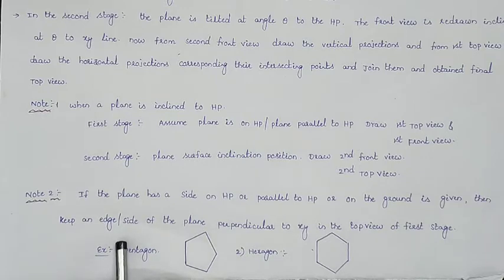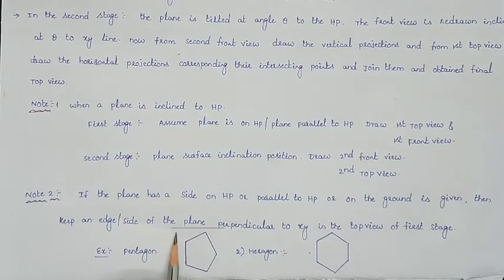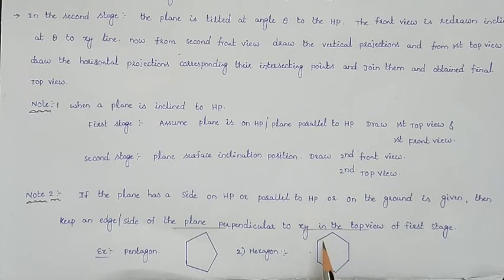Keeping the side of the plane or the edge of the plane perpendicular to the XY line in the top view of the first stage. Suppose it is a pentagon, keeping the edge, if you draw a reference line here, this edge is perpendicular to the reference line; like that we will draw the pentagon. Suppose it is a hexagon, if you draw a reference line, this edge will be perpendicular to the reference line. So the hexagon should be drawn like that.